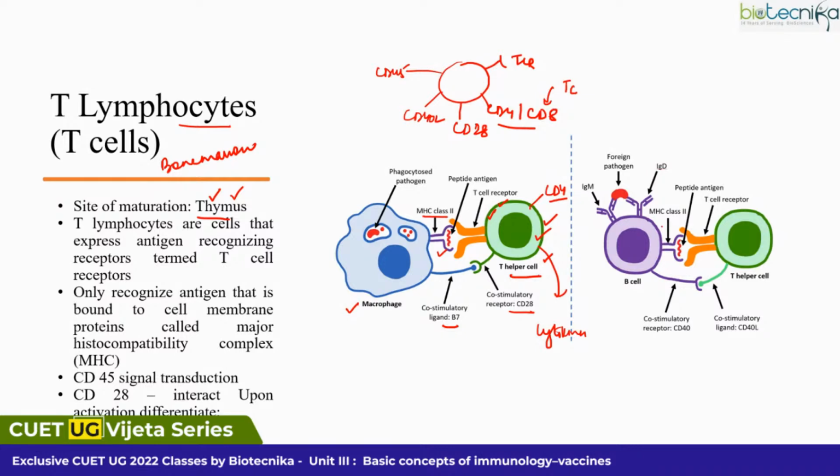Now, the next figure that you can see over here is a B cell. So B cells can also take the antigen, process it, and they also have MHC class 2, so they can also present it. This time they have presented to the T helper cells.